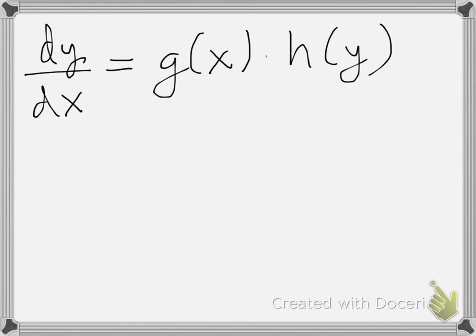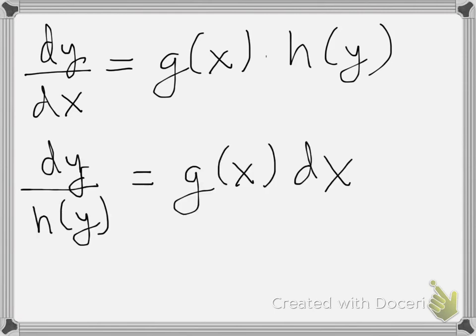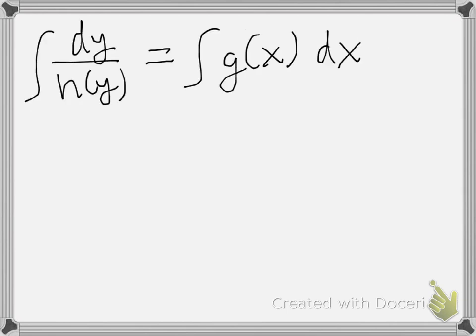Well, now you're going to do a little bit of algebraic manipulation. You're going to treat the derivative on the left-hand side as a ratio of the differential dy over the differential dx, and so you can rearrange the differential equation with that in mind and separate the dy and the y's on one side of the equation and the dx and the x's on the other side. Rewriting the equation in the form dy over h of y equals g of x dx.